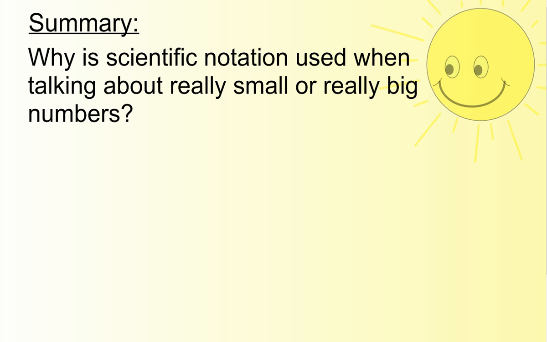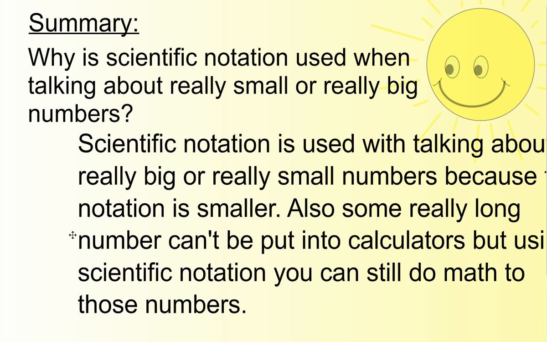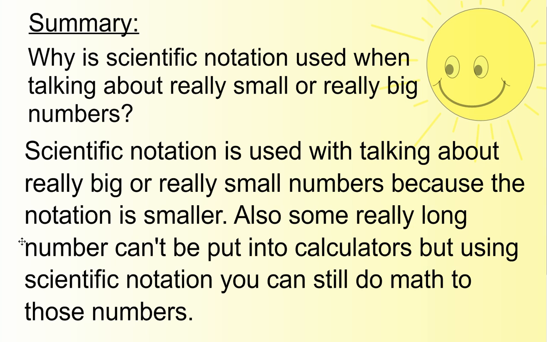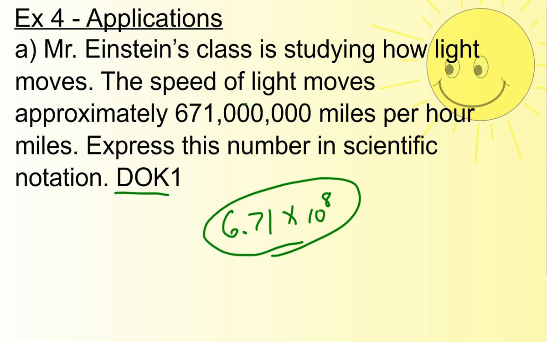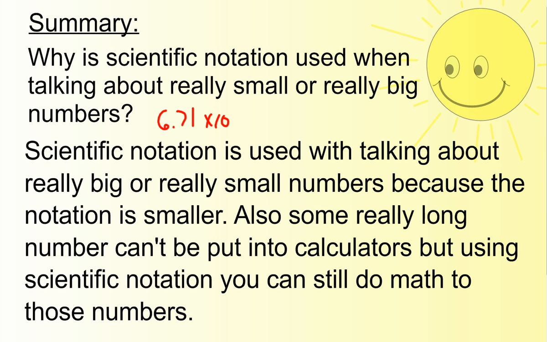Alright, so the answer I came up with is scientific notation is used when talking about really big or really small numbers because the notation is smaller. It's simpler. If we're talking about the speed of light, I'd rather write 6.71 times 10 to the 8th instead of 671,000,000 each time, especially if I had to do math. And that's not even a really big number.